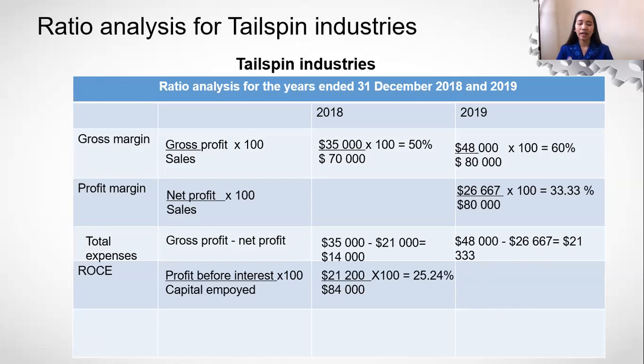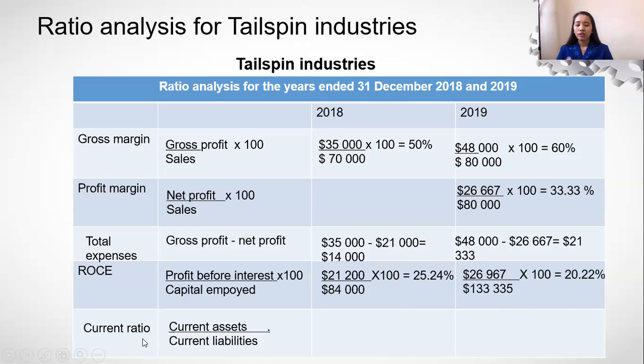And for the ROC, return on capital employed, the formula is profit before interest divided by capital employed times 100. Then we got 21,200 divided by 84, times 100 is 25.24%. And for 2018, it's about 22%, sorry.